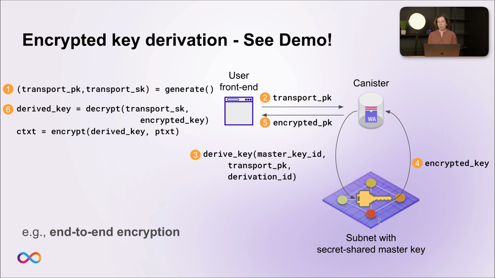The subnet will derive an encrypted key for you, send it to the canister, which then sends it back to your user front end. The encrypted derived key is then decrypted with the transport secret key to retrieve the decrypted derived key, which you can then use to encrypt, let's say, a piece of text or whatever. You get a ciphertext, and then you can do whatever you want with your ciphertexts.